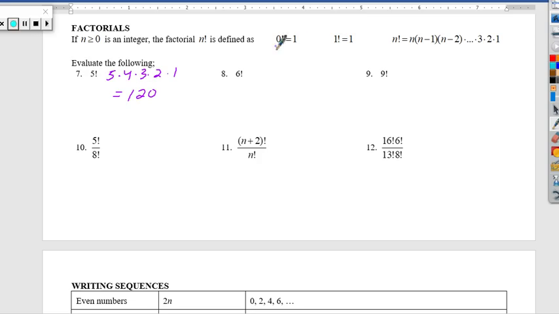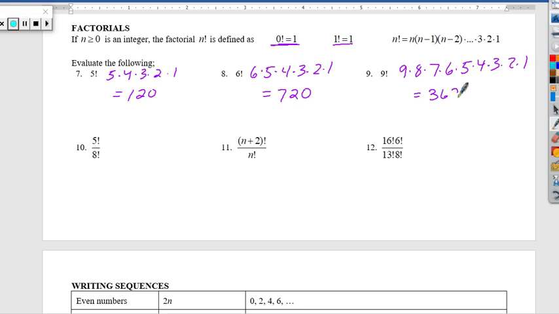Some things you do want to remember, just here, 0 factorial is 1, 1 factorial is also 1, so both of those give us a 1. If I'm looking at 6 factorial, it's 6 times 5 times 4 times 3 times 2 times 1. That gives us a total of 720. 9 factorial is going to get big real fast, so 9 times 8 times 7 times 6 times 5 times 4 times 3 times 2 times 1. That is a total of 362,880.